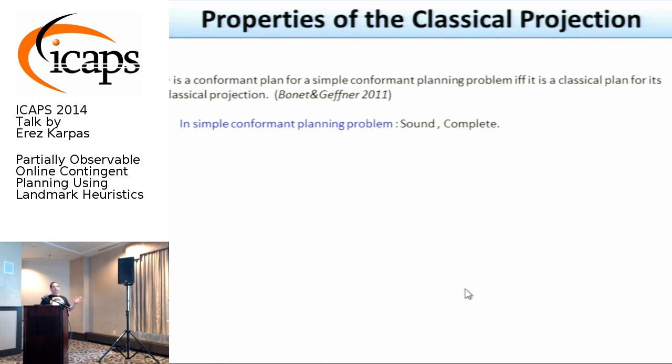So Bonnet and Geffner already showed this, right? And they showed that for simple conformant planning problems, the classical projection is sound and complete, meaning that the classical projection is solvable if and only if the conformant planning problem is solvable.